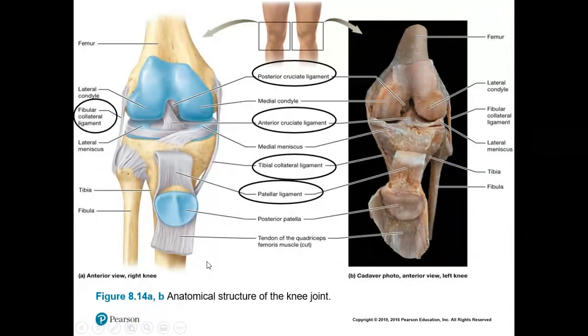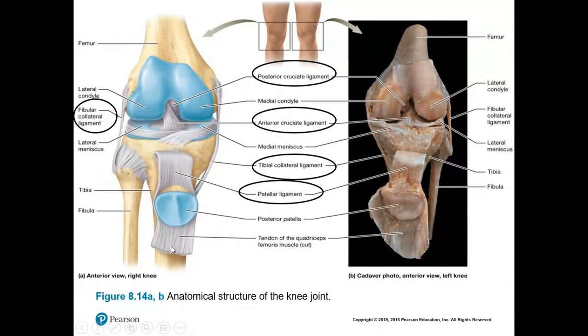Here's the view that I was referring to, but this view cuts the patella and moves the patella out of the way so we can look at all the important ligaments that occur between the femur and the tibia. We started off here with the patellar ligament. This one has already been described: inferior patella to proximal tibia.